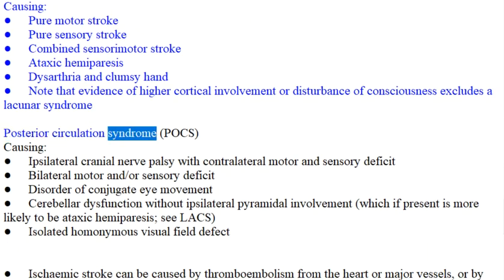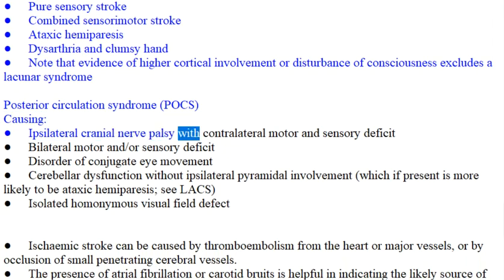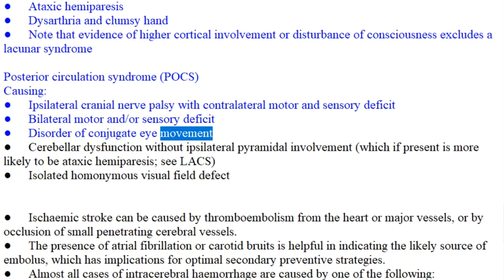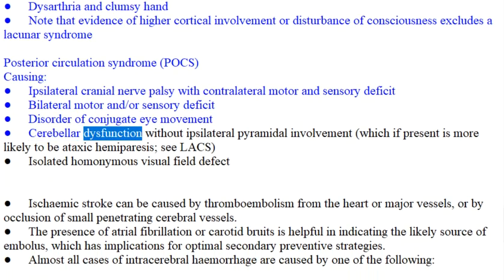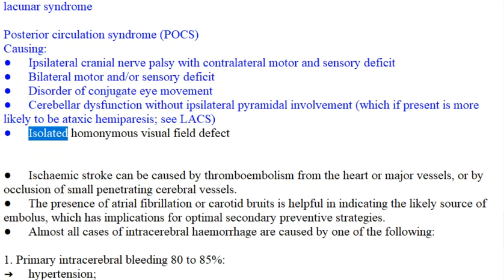Posterior circulation syndrome, POCS. Causing ipsilateral cranial nerve palsy with contralateral motor and sensory deficit, bilateral motor and/or sensory deficit, disorder of conjugate eye movement, cerebellar dysfunction without ipsilateral pyramidal involvement, which if present is more likely to be ataxic hemiparesis, see LACS. Isolated homonymous visual field defect.